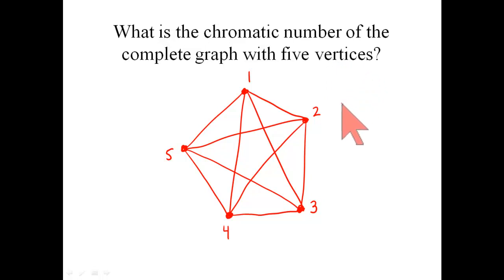We saw earlier examples of graphs that were not complete, that had some edges missing, and in that case the chromatic number might be much smaller than the number of vertices. This is graph coloring.